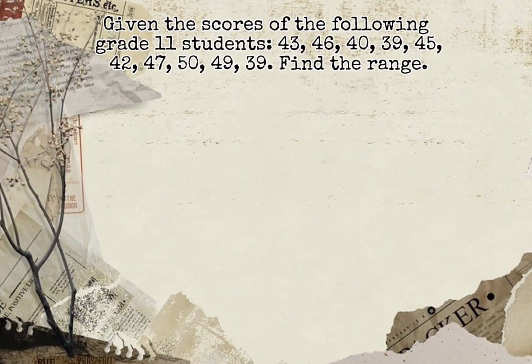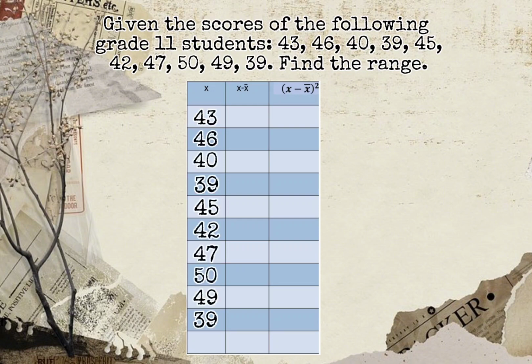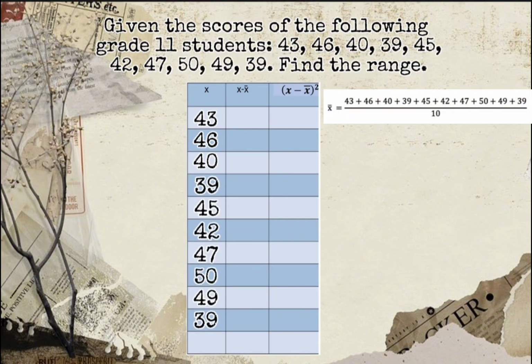In calculating the variance, we need first to set up the table with 3 columns. In our first column, we're going to write the given data. So let's proceed to the second column. First step is to find the mean of the given data. In getting the mean, we have to add all the scores and divide it by how many numbers there are. So these are the given scores. We will just add them and divide it by the number of scores, which is 10.